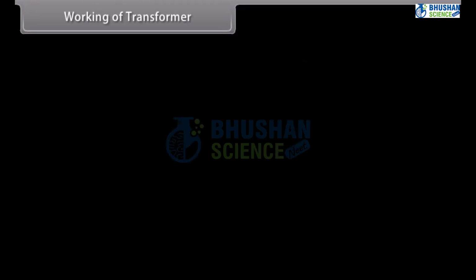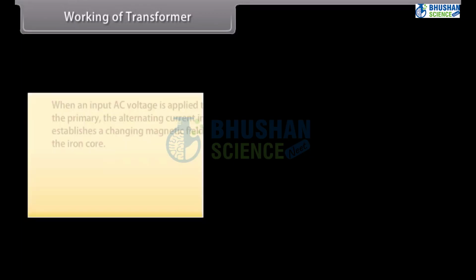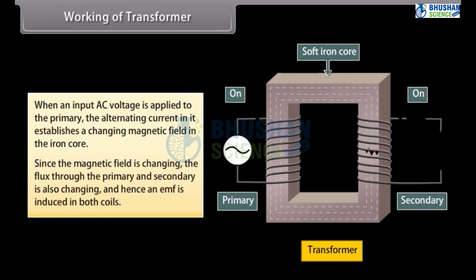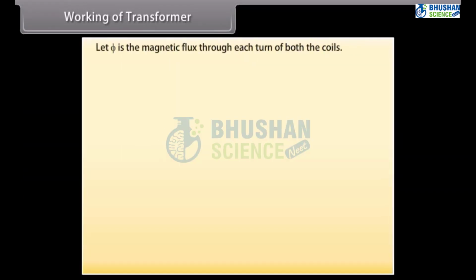Working of transformer. When an input AC voltage is applied to the primary, the alternating current in it establishes a changing magnetic field in the iron core. Since the magnetic field is changing, the flux through the primary and secondary is also changing, and hence an EMF is induced in both coils. Let phi be the magnetic flux through each turn of both the coils.